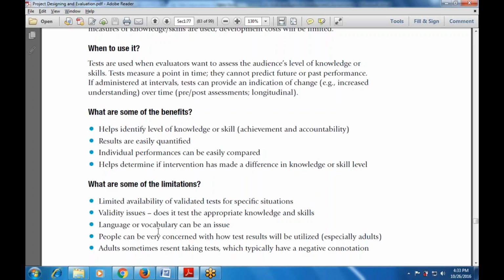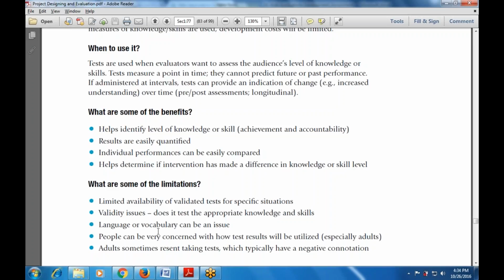Then next are the validity issues. What are the various validity issues with the test? Does it test the appropriate knowledge or not? There must be appropriate knowledge that is required for a valid test. It is not certain that all tests are valid for testing the appropriate knowledge, so we have to check the validity issues with the appropriate knowledge and skills.